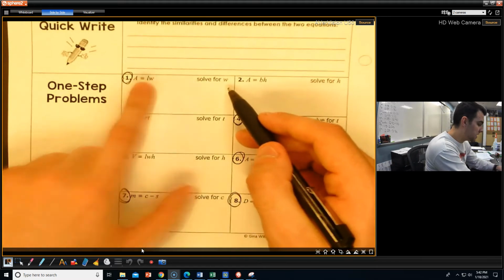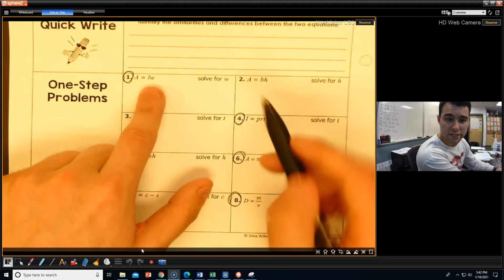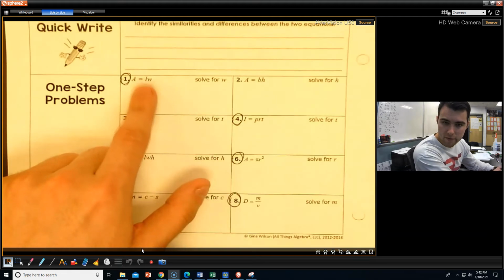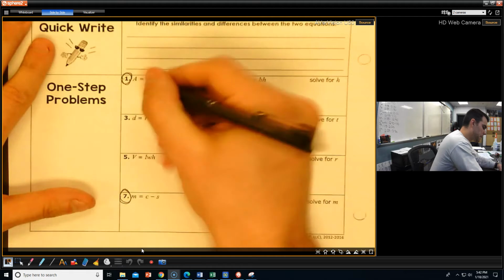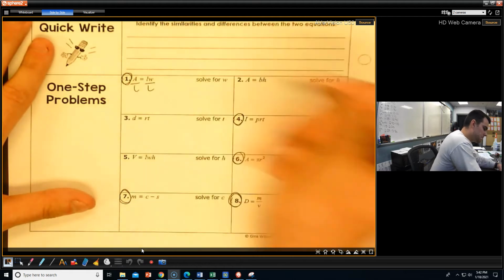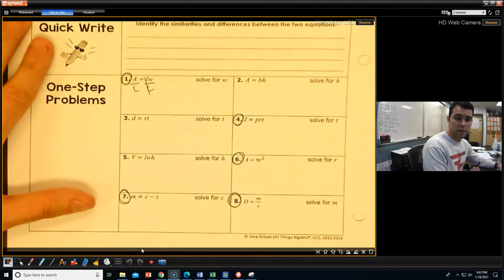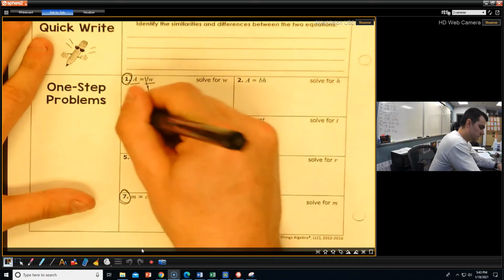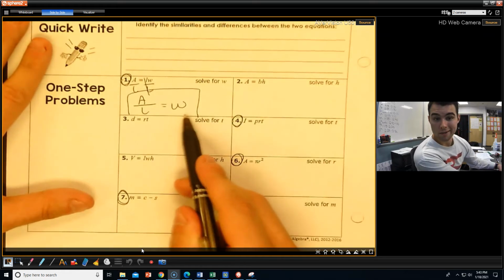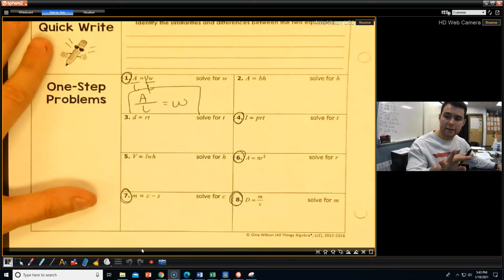So I want to get w by itself. To get rid of this L, which is multiplying the w, what's the opposite of multiplying by L? Dividing by L. So the L's will cancel here. I'll be left with A divided by L equals W. And that guy is solved for W. We're done. We don't have to do anything else.